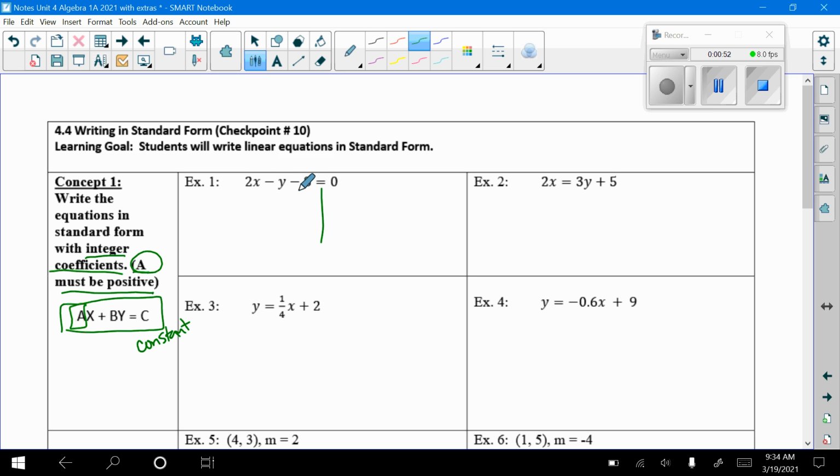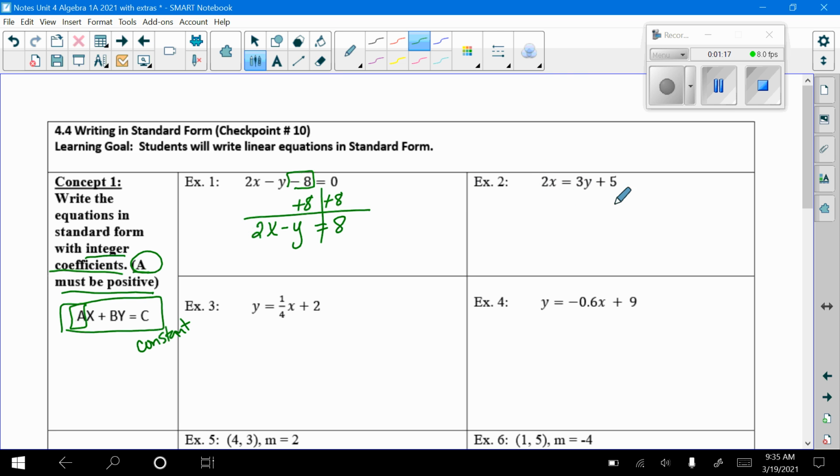So as I look at this, here's my x, here's my y. I just need to move this guy over to the other side. So we're going to add 8 to both sides. So 2x minus y equals 8. I have whole numbers or integer coefficients. My A value is positive. I'm done.